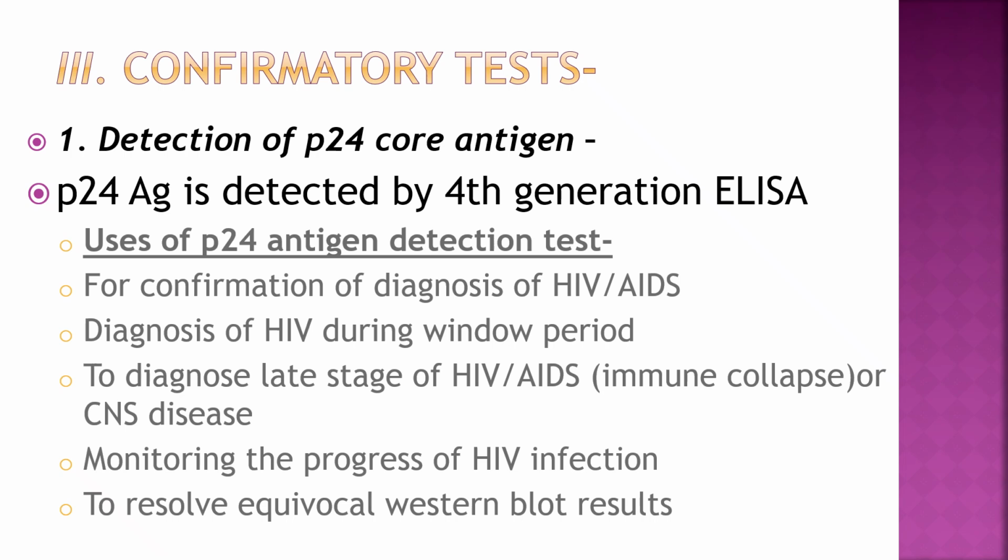Third, confirmatory test. First is detection of P24 core antigen. It is detected by fourth generation ELISA. Uses are for confirmation of diagnosis of AIDS, diagnosis of HIV during window period, to diagnose late stage of AIDS, immune collapse or CNS disease, monitoring the progress of HIV infection, and to resolve equivocal Western blot results.